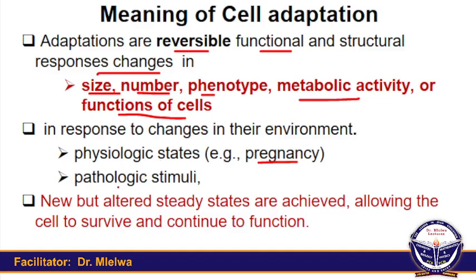Pathological stimuli, that means it is due to the presence of pathogens such as bacteria. Pathogens, actually they are disease causing organisms. All organisms which can cause disease, they are collectively called pathogens. So pathogens include bacteria, virus, parasites, and all other organisms which can cause disease. So the presence of pathogens can cause cell adaptation, or even the presence of physiological states such as pregnancy and other physiological conditions.